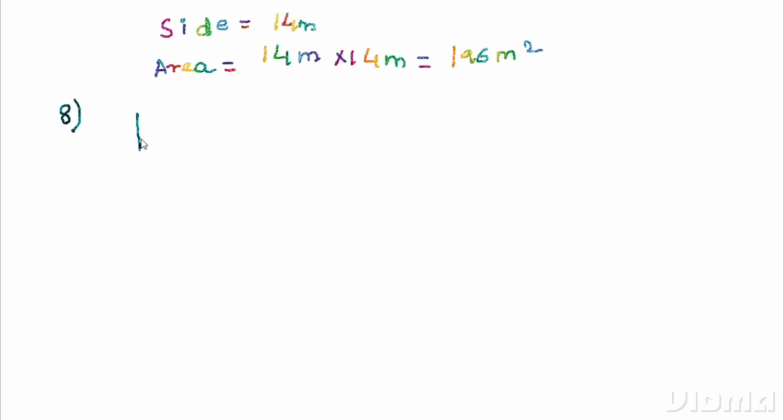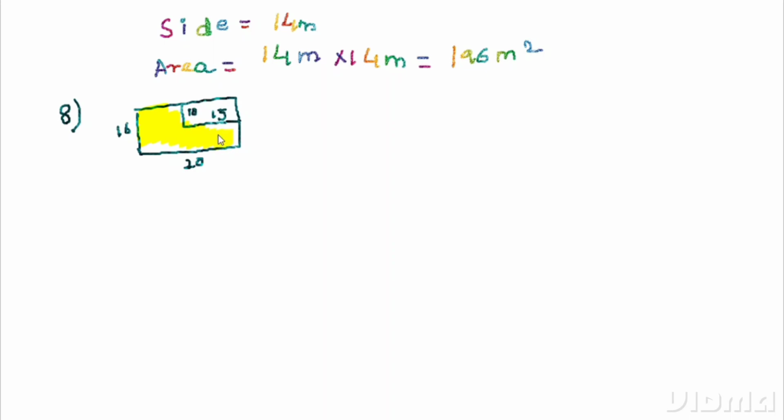So let's start. The 8th question is very simple. They have given you a rectangle and they have divided the rectangle into two parts. They have given you the length and breadth of the smaller rectangle and the length and breadth of the bigger rectangle. And they are telling you to find the area of the shaded region, that is the yellow part.